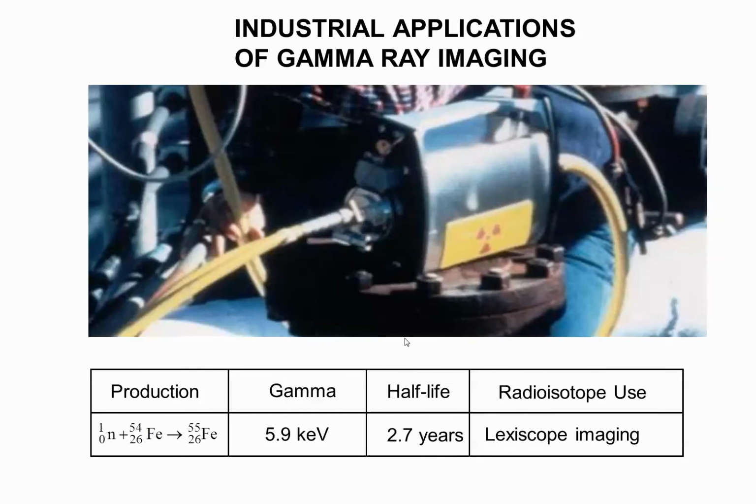Now some industrial applications of gamma ray imaging. There's the lexiscope again, but with iron-55, longer half-life. Also soft X-ray for imaging of metal parts, for example, to detect machine wear, locate cracks, leaks, examine welds, metals, and so on, like on a bridge or something that you cannot take to an X-ray facility.